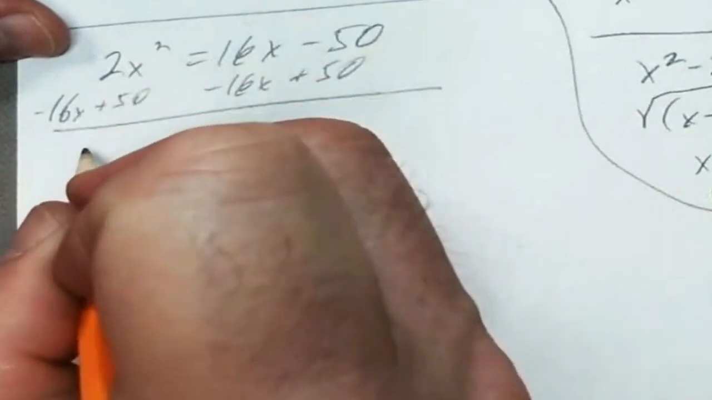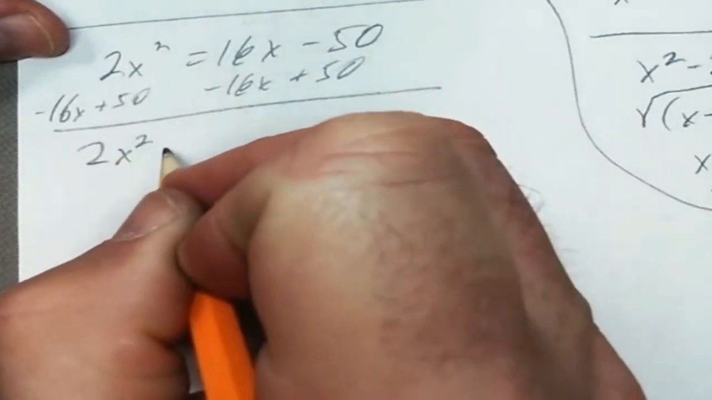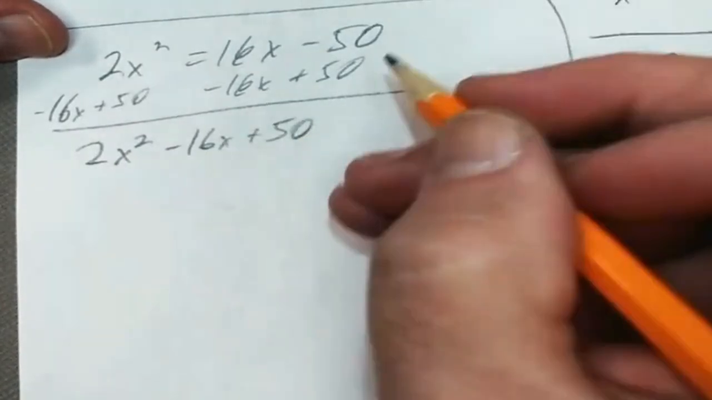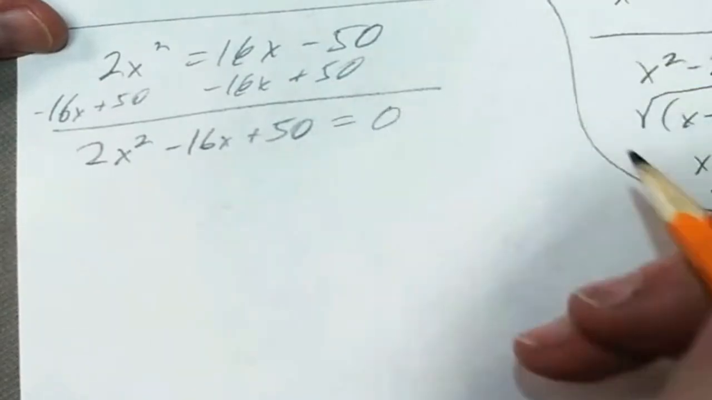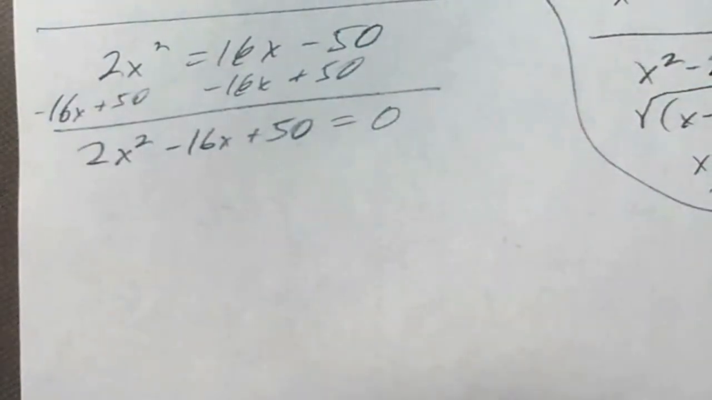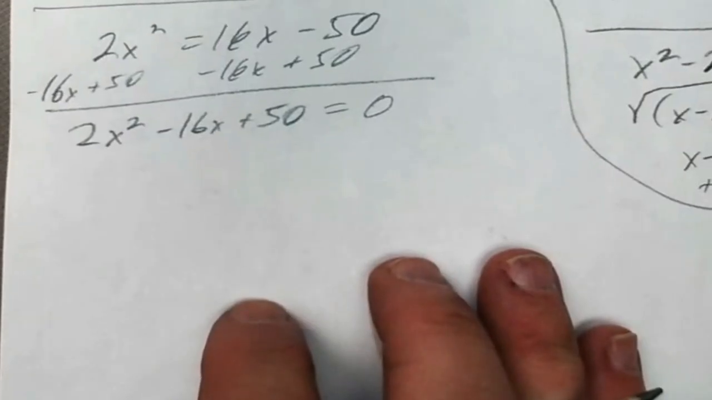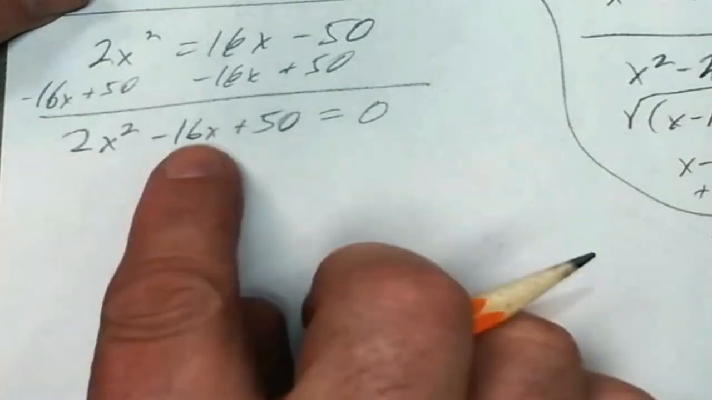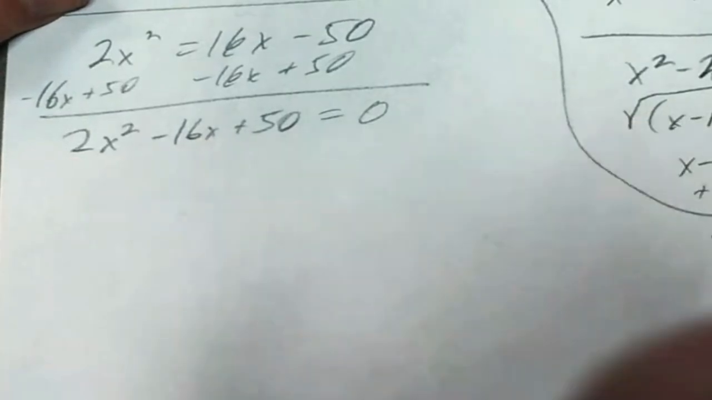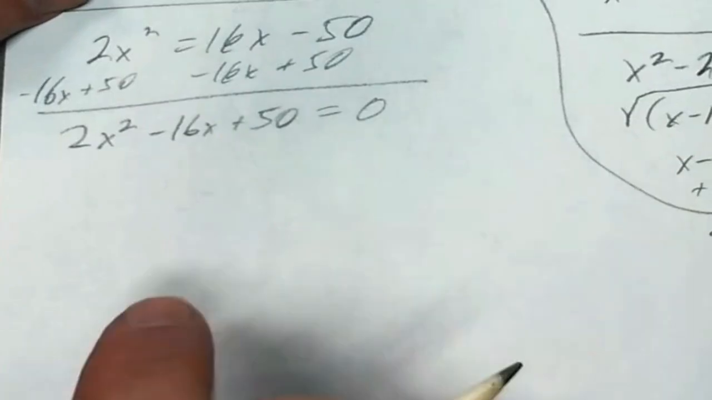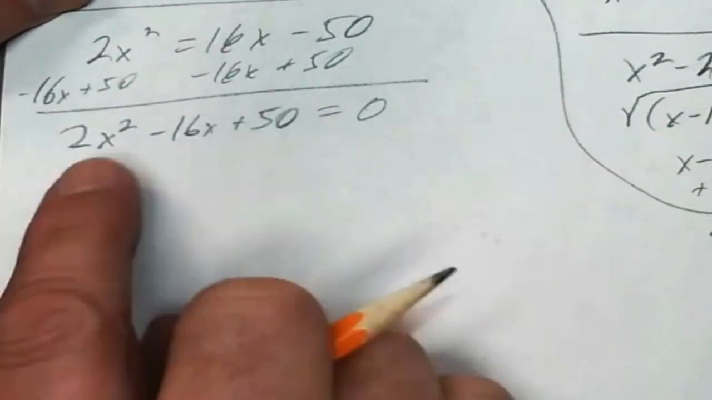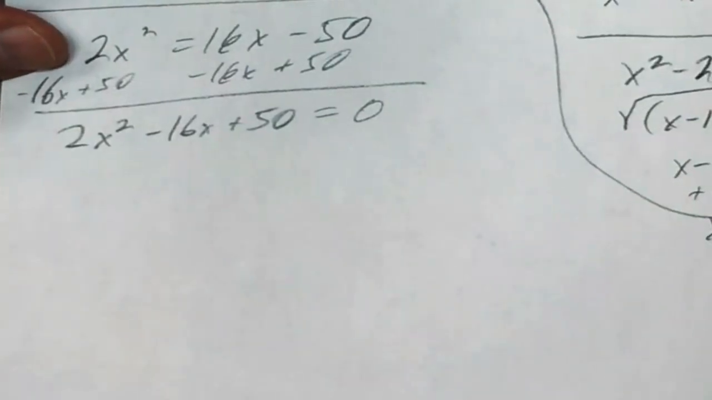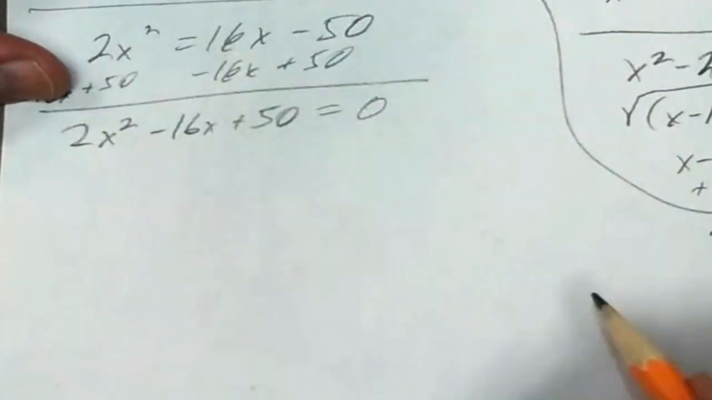So now on the left side, we have 2x squared minus 16x plus 50 equals 0. Okay, so at this point, we have to decide if we're going to do the quadratic formula, which has A, B, and C, or do we want to do completing the square, which means we're going to need to factor out a 2 and simplify this as much as possible. Okay, well, let's complete the square first, and then we'll see how much time we've got.